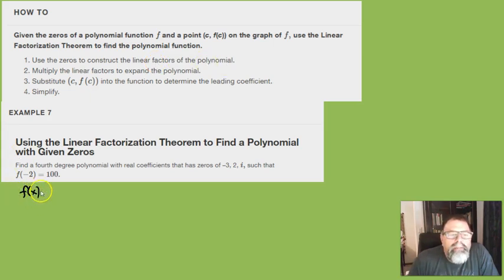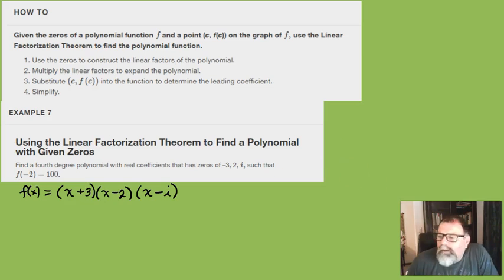So f of x is going to be x minus -3, so that becomes x plus 3. Remember, you just change the sign. Then x minus 2, and then x minus i. But remember, from what we just talked about, complex zeros always come in conjugate pairs. So if I have 0 plus 1i, I get its partner, 0 minus 1i. So x minus negative i becomes x plus i.